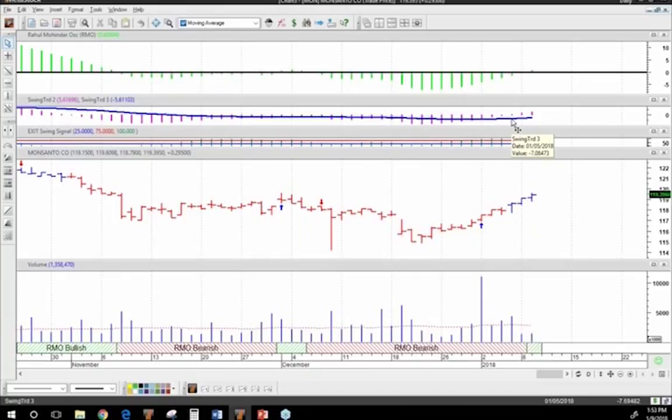This is actually triggering a trade today, which is kind of interesting. I can show you, and again, it's not a recommendation to buy Monsanto tomorrow, but it did trigger a trade. So I can show you how Rahul would recommend that you structure a trade around the RMO method, okay? All right, let's go back into the rules.